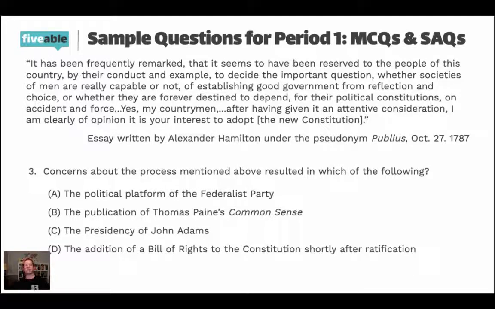It seems like people so far are saying D. Hannah says it, Jake says it, Jenna says it. Oh, D, final answer. I feel like I'm on Who Wants to Be a Millionaire. Absolutely. The answer is D, yes. So the addition of a Bill of Rights.